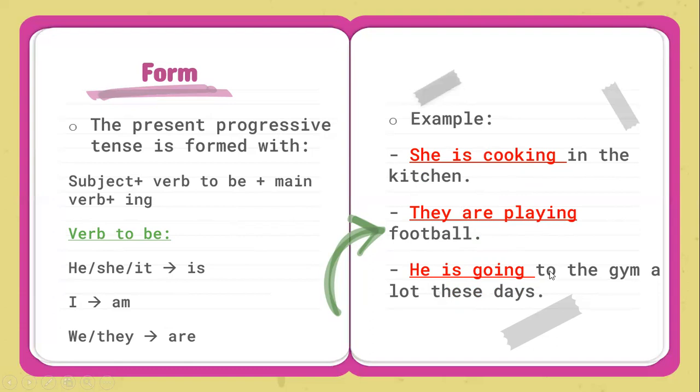He is going to the gym a lot these days. Again, he, subject, is verb to be, going, verb go, which is the base form of the verb, main verb, plus ing.